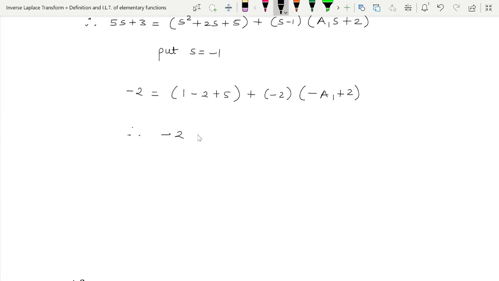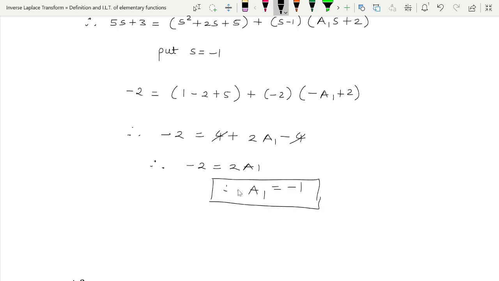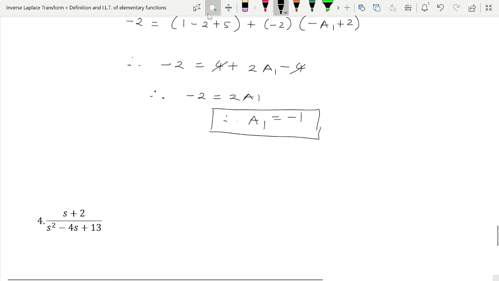So if I put s is equal to minus 1, let us see what we get. Therefore this minus 2 is equal to minus 1 plus 5, that is 4, plus this is 2a1 and minus 4. So minus 4 and plus 4 will get cancelled out. Therefore you will have minus 2 is equal to twice a1, and therefore a1 is equal to minus 1. So we got the value of a1. So I'll say put a1 and b1 in star.